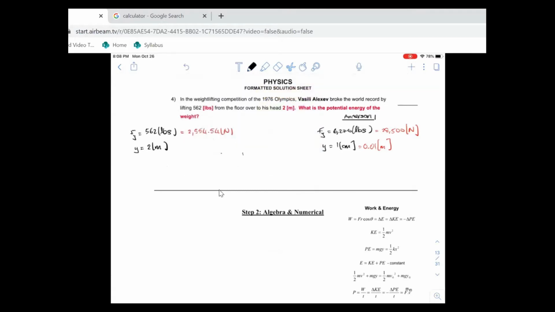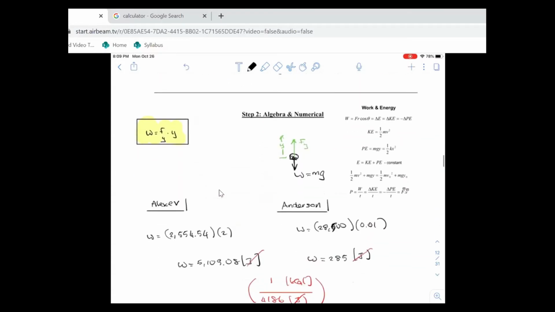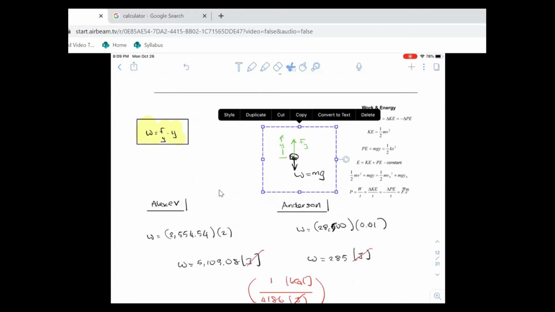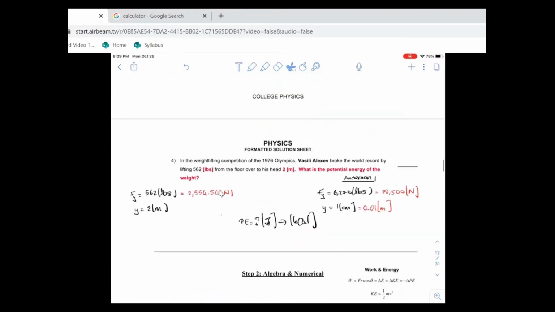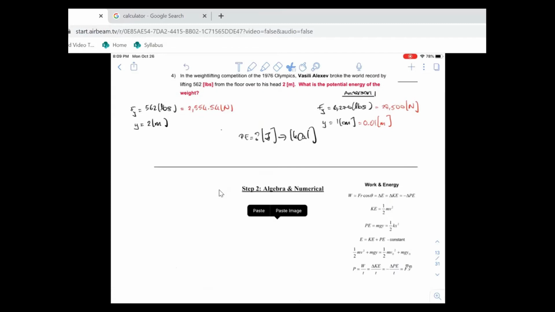All right, so question mark in terms of joules and expressing in terms of calories. Okay, guys, just remember the statement that I made here. I said the amount of force that these two are applying is going to match the weight of the object these guys are lifting, which means that they're lifting at a constant speed.